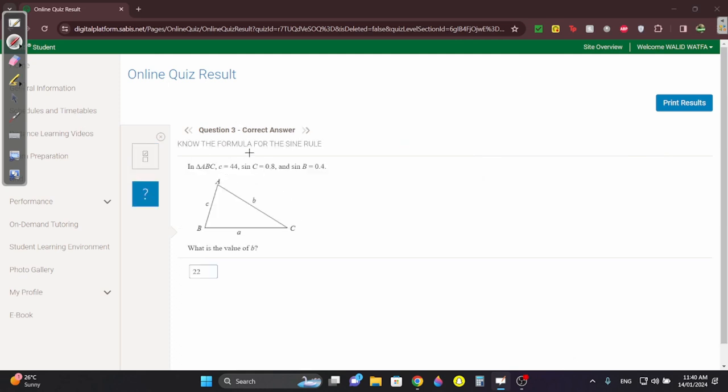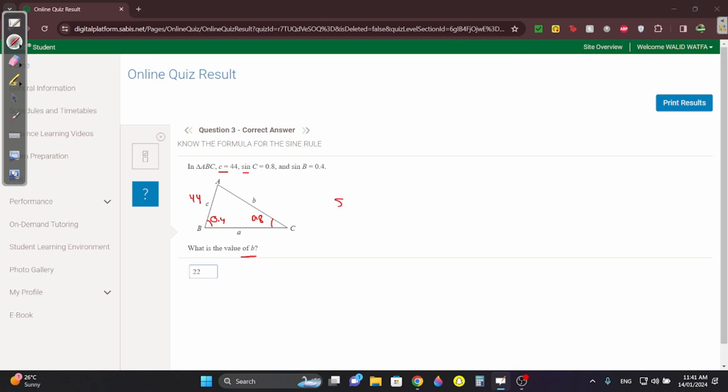Okay, this time they drew it for you and they're telling you sine. They're giving you C is 44, so put 44 here. They're giving you sine C is 0.8, so let's just say 0.8. And sine B, where's angle B? Here, 0.4. What is the value of B? This could not get easier.